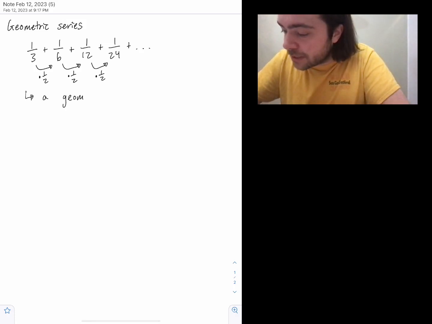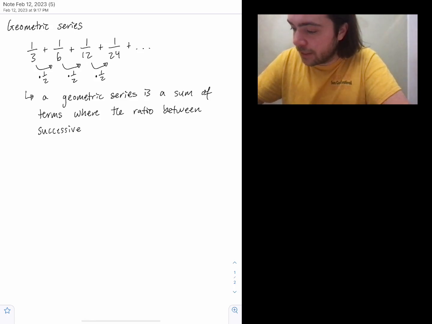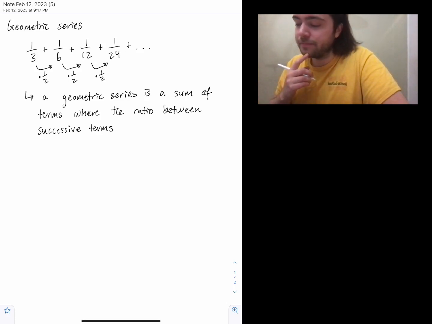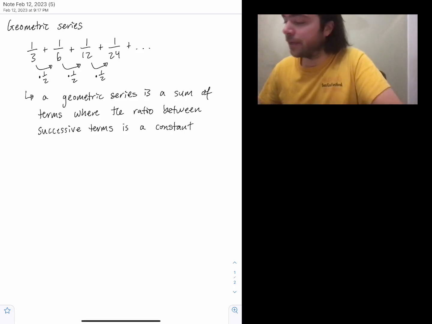So a geometric series is just a sum of terms where the ratio between the successive terms, right? That's what we were just looking at. We were looking at successive terms, and the ratio of 1/6 to 1/3, the ratio of 1/12 to 1/6, the ratio of 1/24 to 1/12. In this case, all those ratios are a half. In general, the ratio just has to be a constant. Okay, so here that constant was a half, but it could be anything.